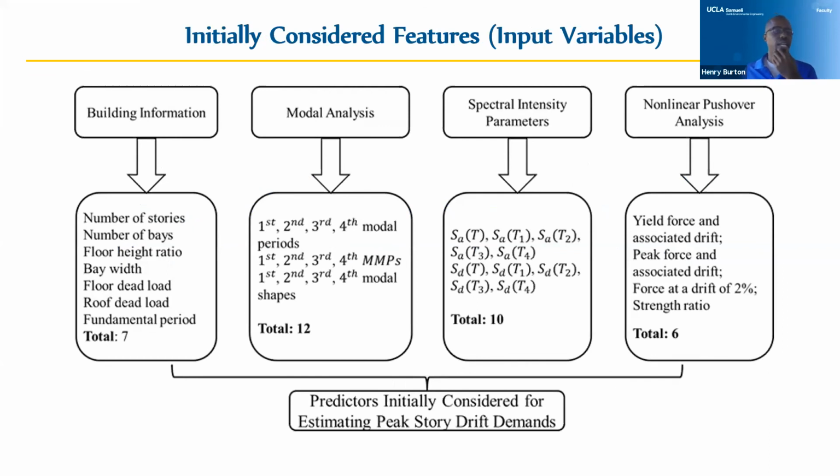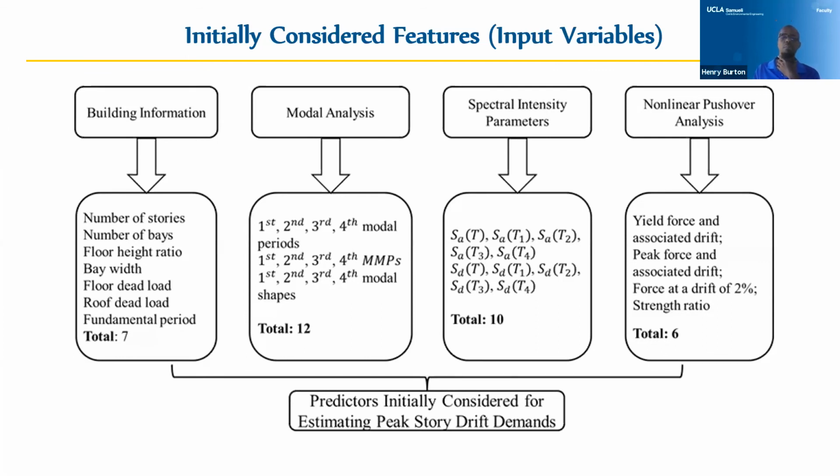These are the features or input variables that we considered initially. So, features related to the general building information: number of stories, number of bays, the width of the bays, dead load, live load. One set of features related to modal analysis, right? This would actually require the user to do some type of analysis. Also spectral intensity parameters.